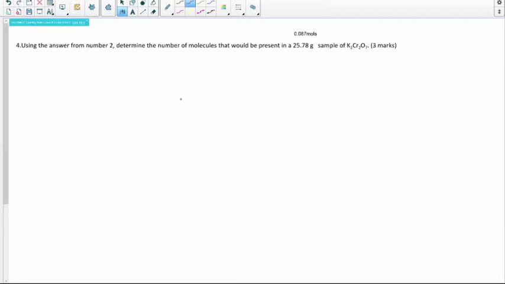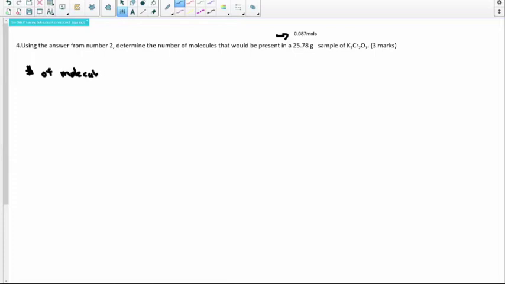All right, and in this last question here, what we're being asked now is to determine the number of molecules that would be present in this 25.78 gram sample of K2Cr2O7. Again, I copied over the number of moles from one of the previous questions. I think it was question number 2 now. We've got 0.087 moles of K2Cr2O7. And what we're going to do here now is we could say particles, we could say molecules.